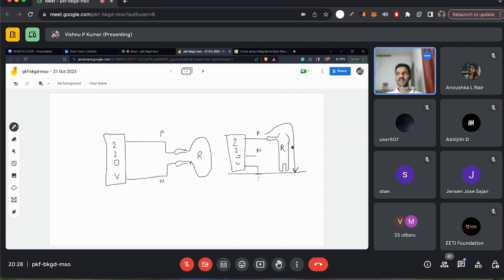So in short, voltage is the more dangerous one than the current. Okay. So whatever voltage there is, there is a resistance for the body. Only that factor, the resistance factor, will be deciding the amount of current flowing through the body. So voltage is more dangerous than current.